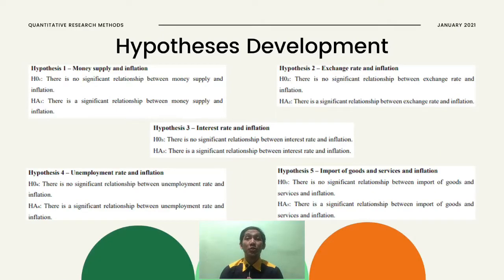In this part of hypothesis development, we need to develop hypotheses, which are the null hypothesis and the alternate hypothesis. The null hypothesis means that each of the independent variables does not have a relationship with the dependent variable, while the alternate hypothesis means that each of the independent variables has a relationship with the dependent variable.